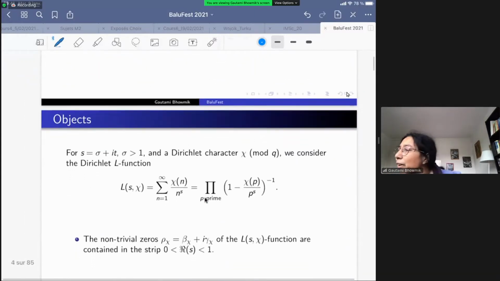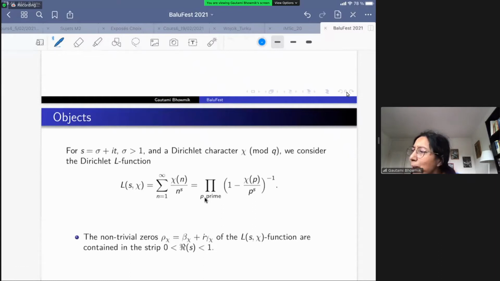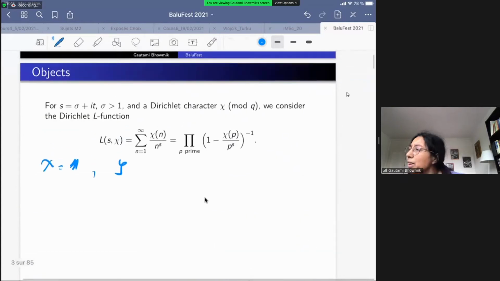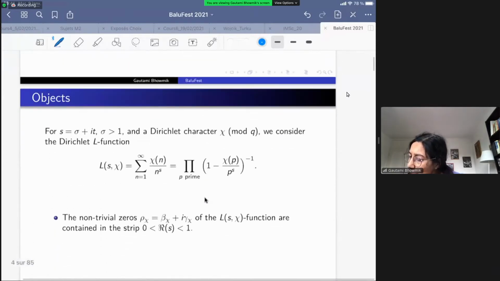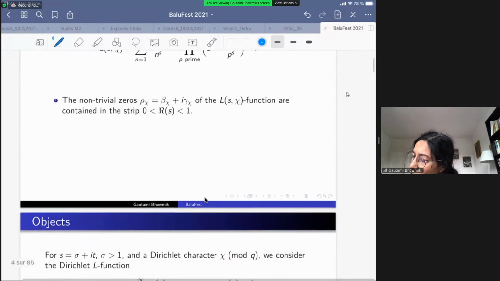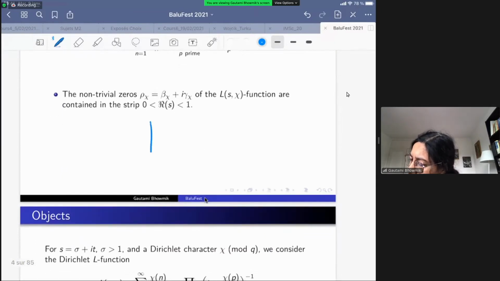So this is a very old question. This is in fact older than Riemann. It is 1837 by Dirichlet, who introduced this to study the class number and the infinitude of prime numbers in arithmetic progression. So where are the zeros? The zeros, the non-trivial ones, these are between 0 and 1. So you have a 0 here, and you have a 1 here, and the zeros are, so that's where they are.